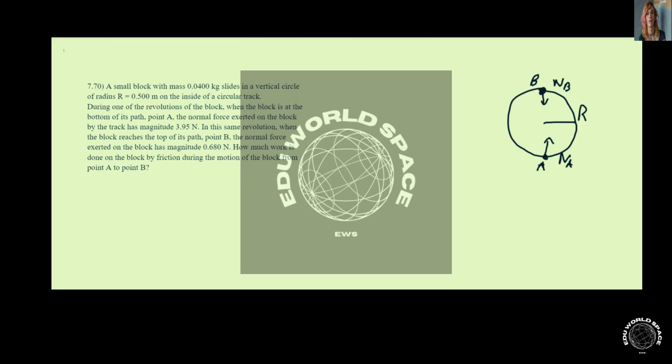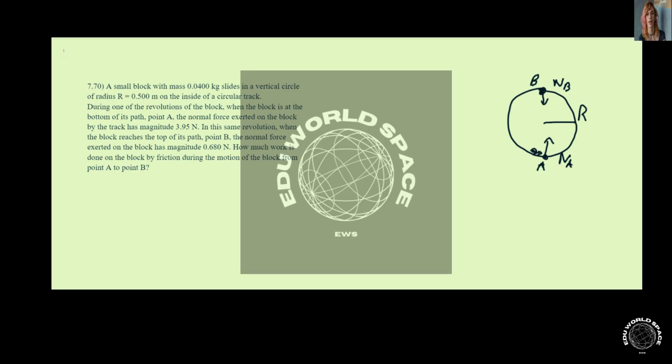Problem 770, we have a small block of a certain mass. It slides in a vertical circle of radius half a meter inside the circle track. During one of the revolutions of the block, at the bottom of the path, it has a normal force directed upward. That's the contact force between the block and the surface that pushes the block away from the surface, so it's directed upward. And we have another normal force at point B that acts on the block, pushing it down. So that's a contact force between the surface and the block that keeps the block away from the surface. And we're asked how much work is done on the block by friction during the motion of the block from point A to point B.